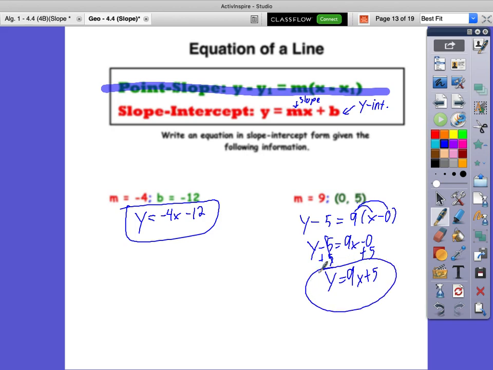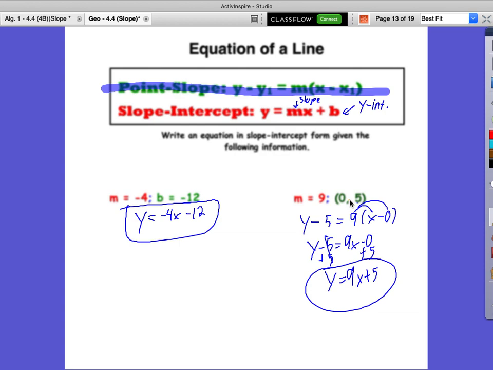Or we could have just not done that problem. Okay, Taylor, how could we have done it differently? Well, the point on there is actually where it crosses the y-axis. How do you know that? Because x is 0. Think about it this way, guys: if it's crossing the y-axis, what does x have to be? 0. x can't be 3, x can't be negative 3, x has to be 0. So this is really secretly b. So y equals 9x plus 5.